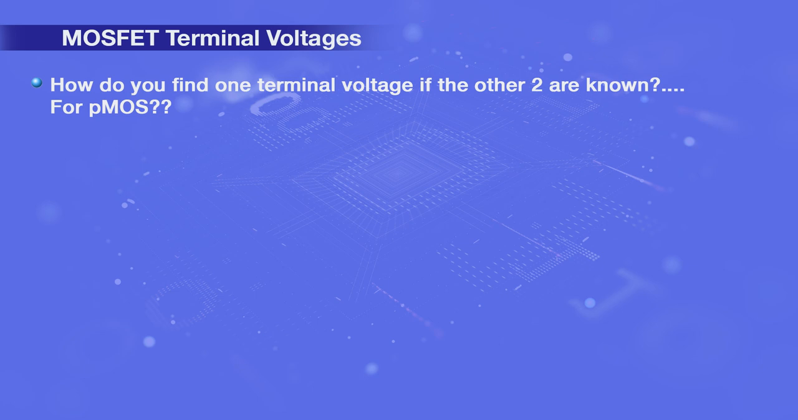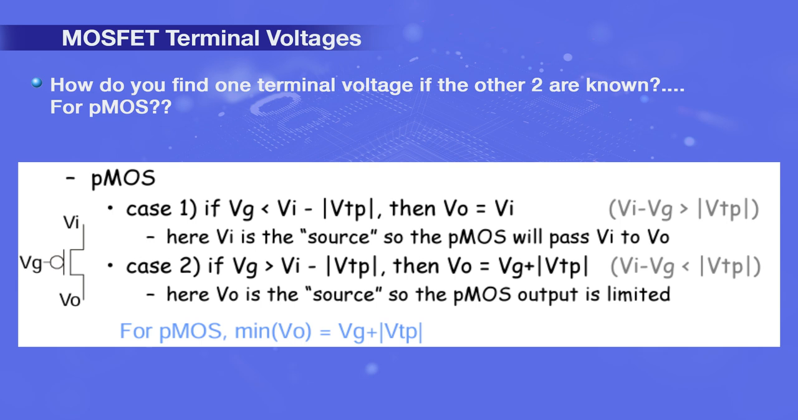And let's discuss how you will find one terminal if the other two terminals are known for the PMOS. For the PMOS, the cases are the same. If the gate voltage is less than Vin minus the threshold voltage, here Vin is the source, so PMOS will pass Vin to the output. If the gate voltage is greater than the input minus the threshold, then Vout will be equal to Vg plus the absolute value of the threshold voltage. Here Vout is the source, so PMOS output is limited.